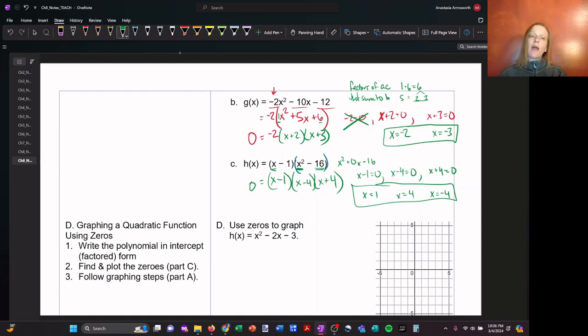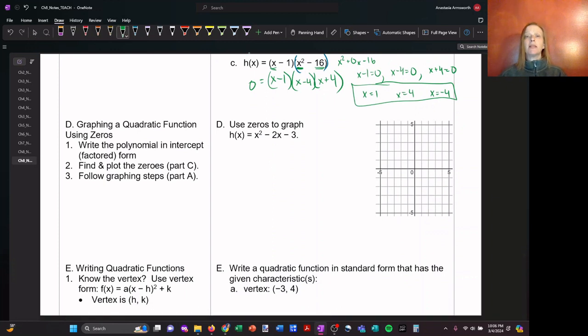Using zeros to graph a quadratic function. This is really what we've been doing so far. We're just putting all the steps together. We need to write the polynomial in intercept form. Then we need to find and plot the zeros. And then we follow the graphing steps that we learned in part A.